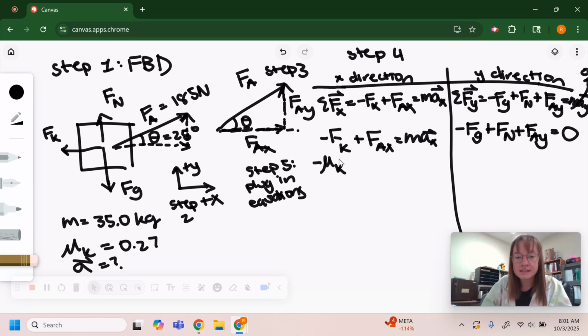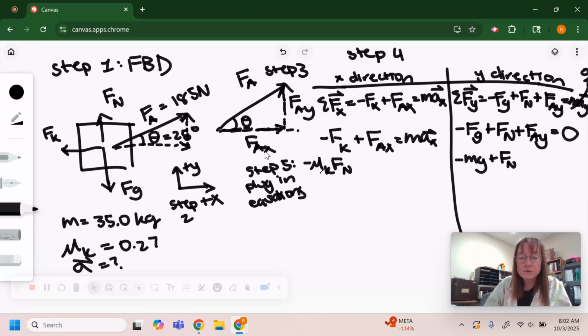In this case, it's negative because we got a negative sign in the front when we took care of our direction. But it's going to be negative mu k Fn. Then let's look over here. This Fg, because I don't have Fg, I'm given a mass, I can turn this Fg into mg. So I write it as mg like this. The normal force, I do not have an equation for, so I just write it as Fn. Now let's take a look at Fax and Fay.